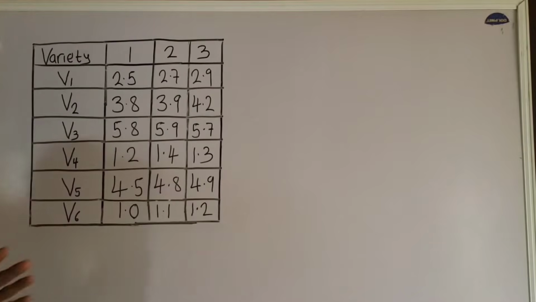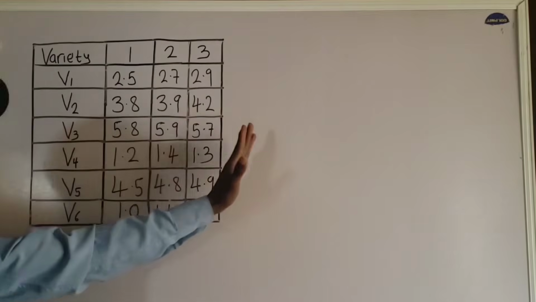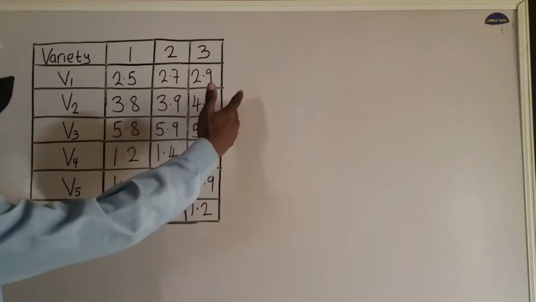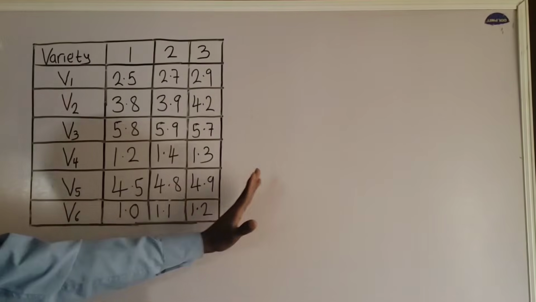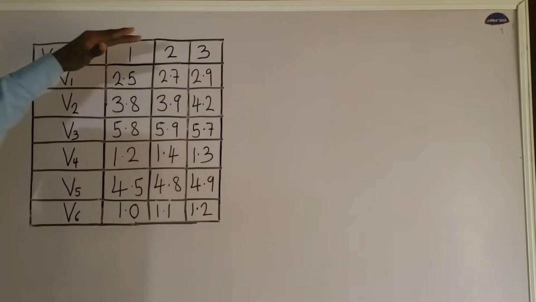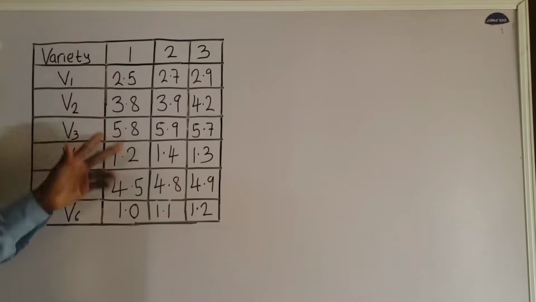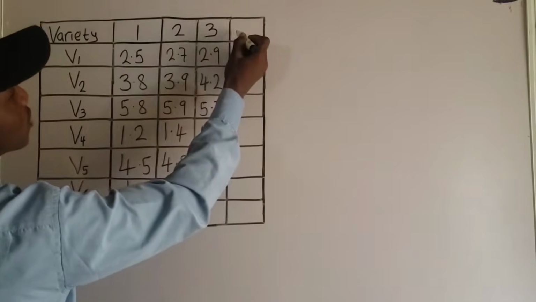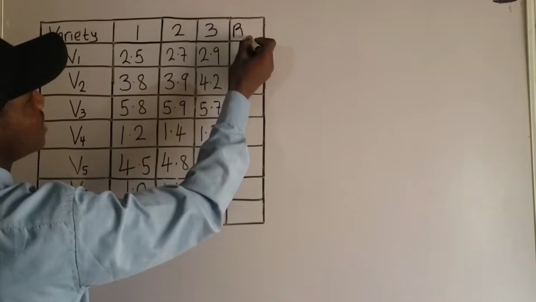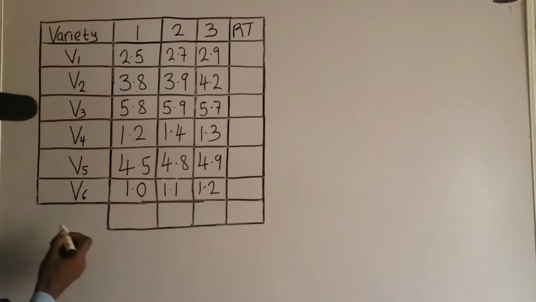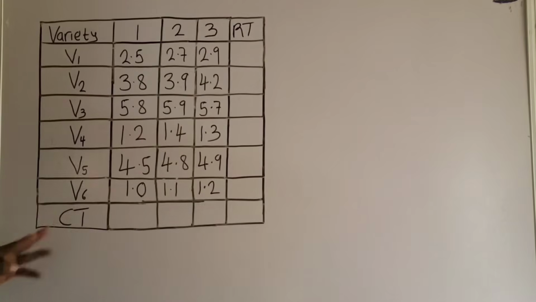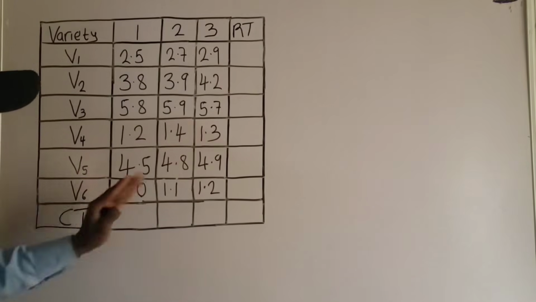To solve this question, the first step is to take the summation of each treatment. That is the row total. I'm going to have another column in this place, in which I will sum each of these treatments. I'm also going to take the column total, which is the summation of each block. Are you getting it? Let me call this RT, row total, and let me call this column total, CT.